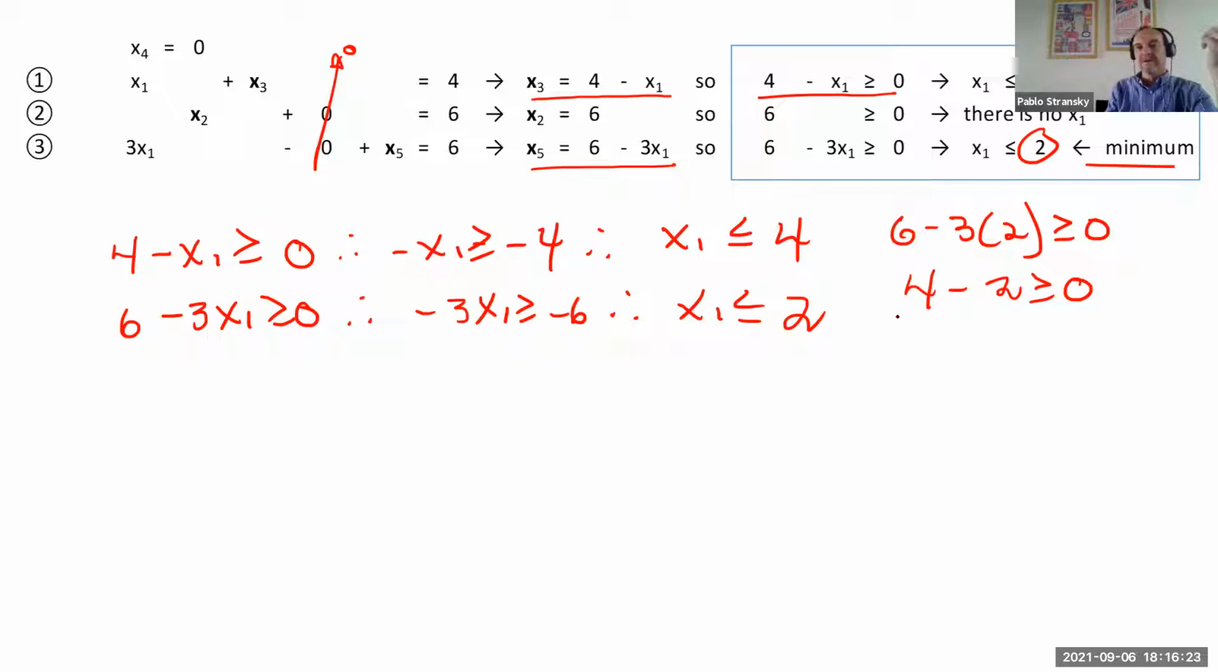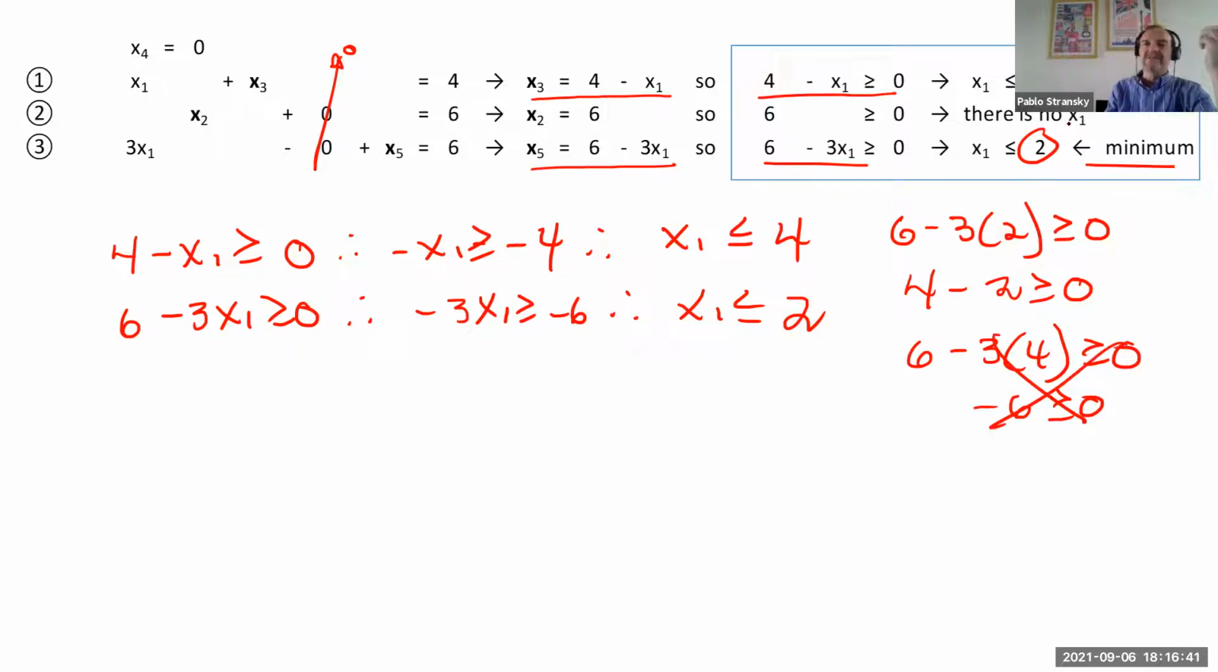Can we use 4? No, we cannot use 4. Just on this one, if we apply the 4, 6 minus 3 times 4 greater than or equal to 0, this will give me 6 minus 12, and this is -6 greater than or equal to 0, and this is nonsense.